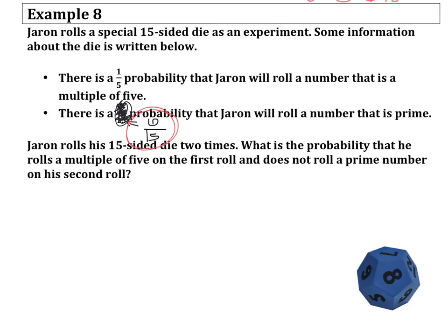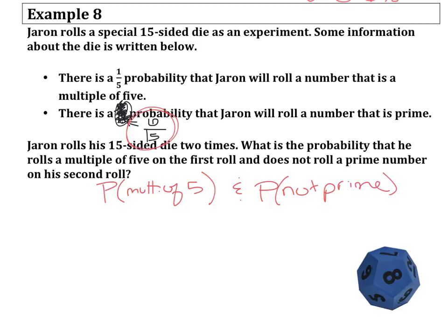All right, so Jaron rolls a special 15-sided die as an experiment. Some information about the die is written below. We know that there's a 1/5 probability that Jaron will roll a number that is a multiple of 5, and there is a 6 out of 15 probability that Jaron will roll a number that is prime. Jaron rolls his 15-sided die 2 times. We want to know the probability of getting a multiple of 5 on the first roll, and the probability that he does not roll a prime on the second one.